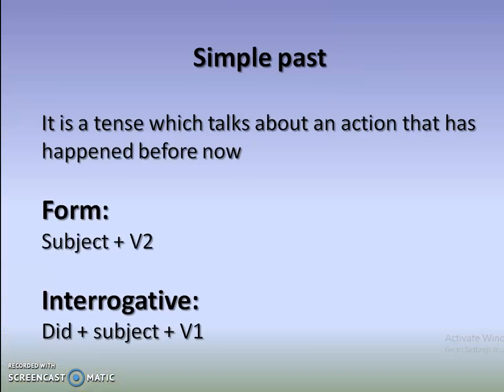Next comes the simple past. It is a tense which talks about an action that has happened before now, that means in the past. The form: subject plus V2 form of verb. The interrogative sentence form is did plus subject plus V1 form of verb.